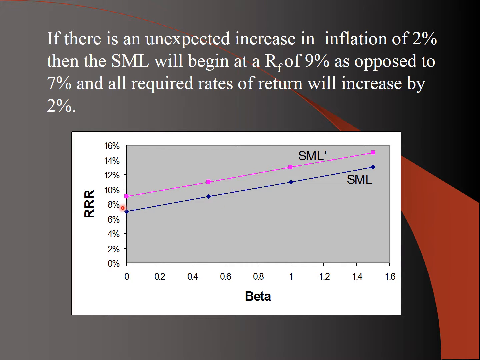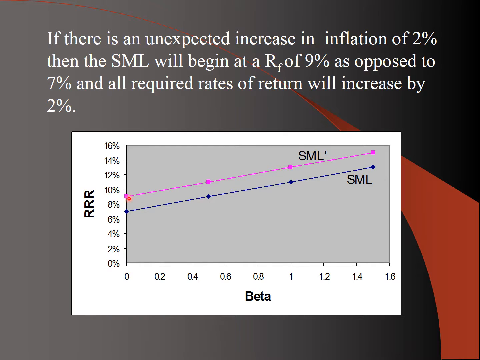here's my original security market line where my risk-free rate was 7%. Here's my beta of 0.5 at 9%, my market at 11%, and then my beta of 1.5 at 13%. If inflation increased 2% more than we expected, more than what's already embedded in these rates of return, then it will cause a 2% shift upward in the security market line, simply meaning that every single security will increase its rate of return by 2%.